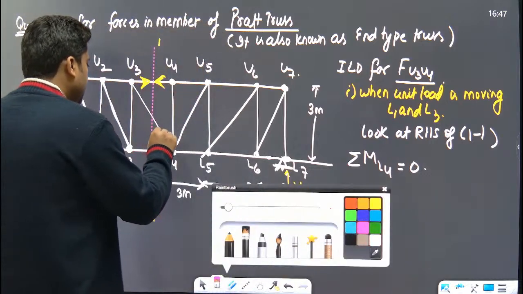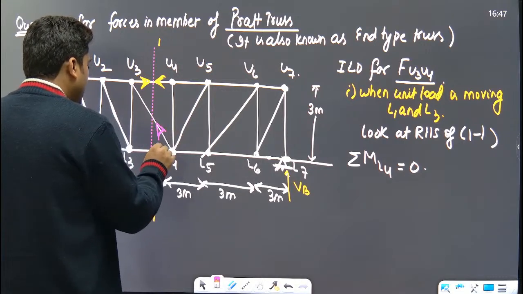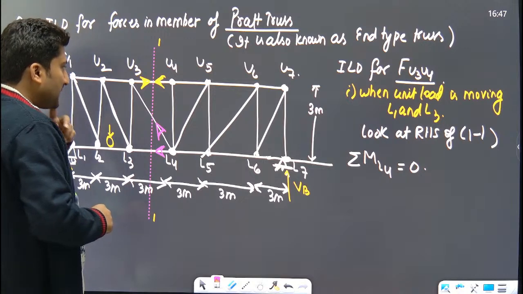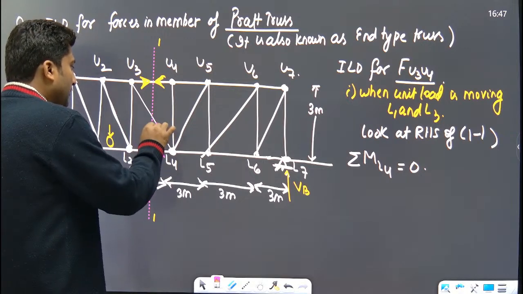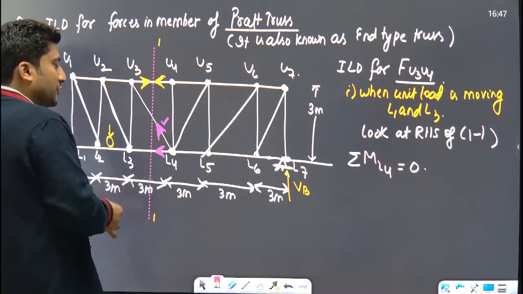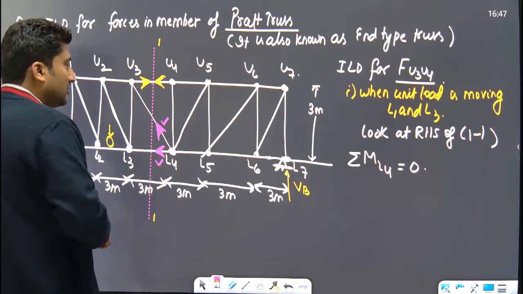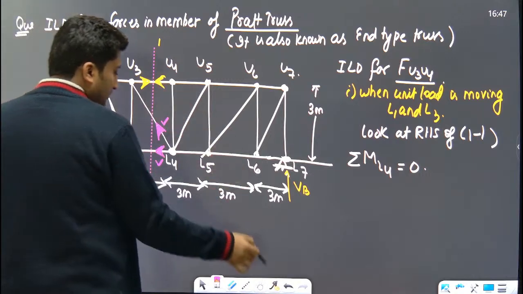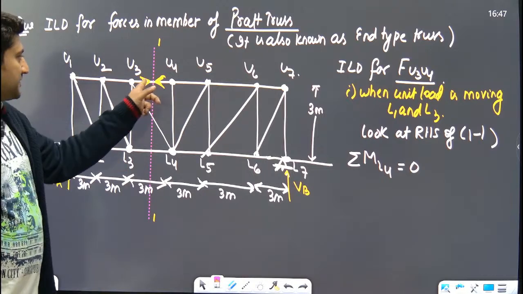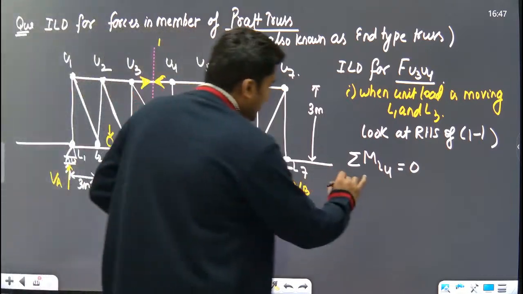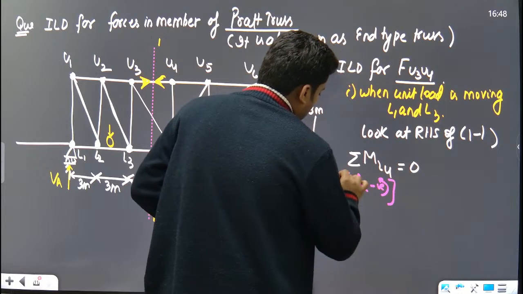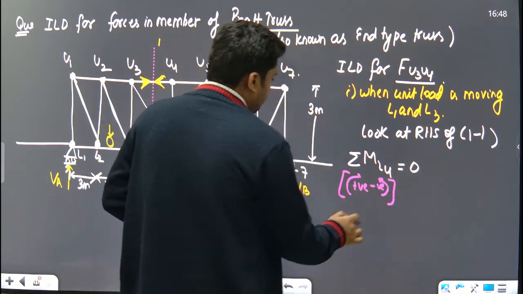So let us suppose the force in this member is this and the force in the member is this. What is the moment of all these forces about L4? The moment of this force is 0, the moment of this force is also 0. So which is left? FU3, the force in the member. Now here clockwise moment is positive, anti-clockwise moment is negative. For example, we have considered this sign convention.